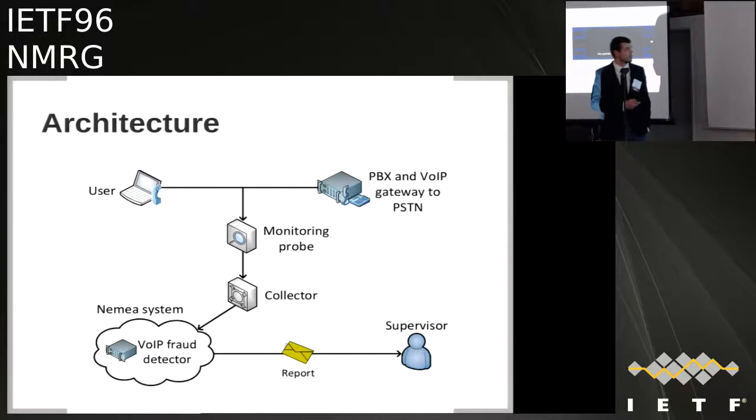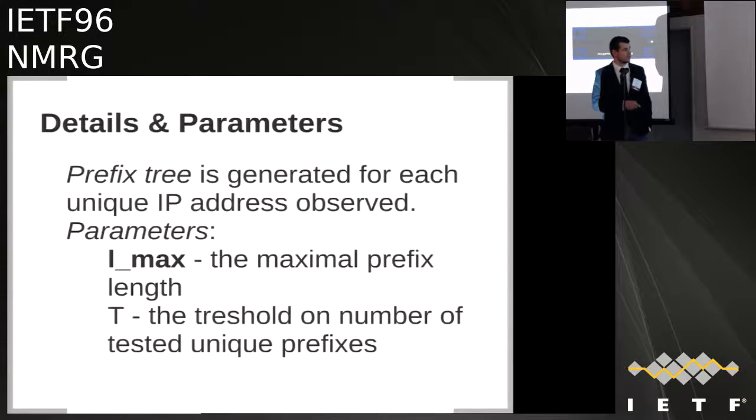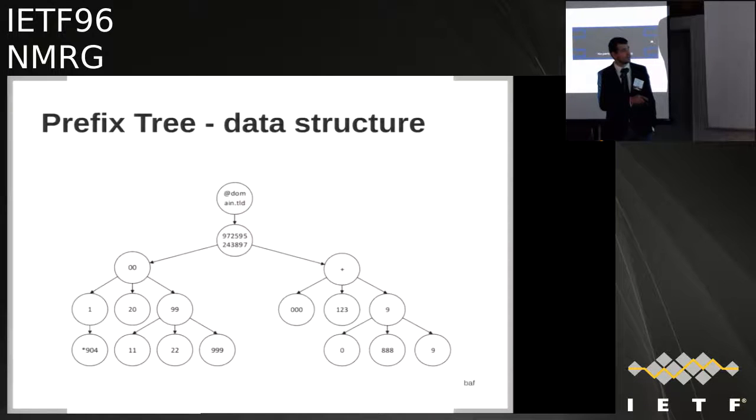So this monitoring module has two parameters: the maximum prefix length and the threshold on which it can test whether this is an attack or not. You can imagine it like this: you have some domain, some number, and a lot of subtrees with the prefixes that are tried to be called. This is the typical pattern of this attack.